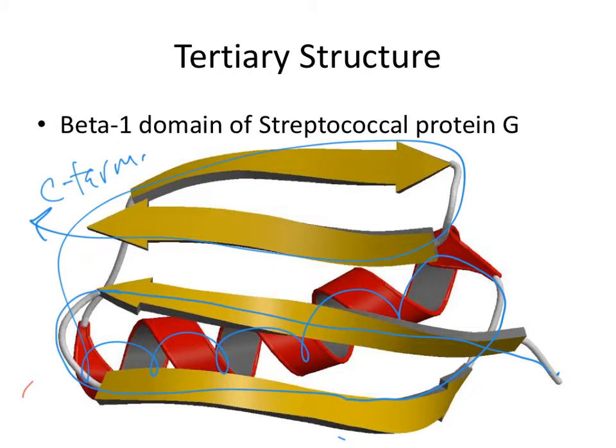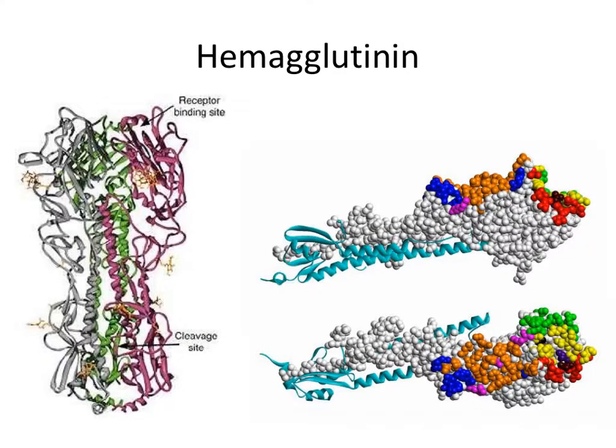There are some special helices that are used. Helices are also handed. Most of them are going to be right-handed, but there's right-handed and left-handed based off of the way that they curve. But you can also have one called the 3-10 helix, which is really skinny, and there are also different types of secondary structures.